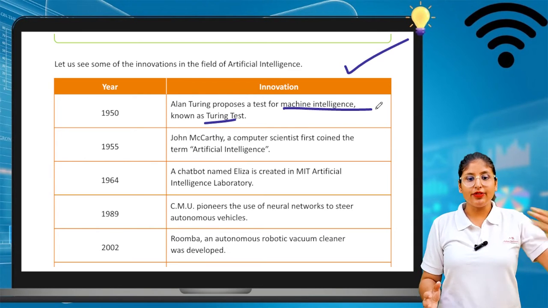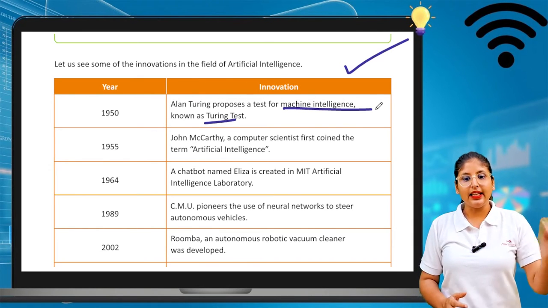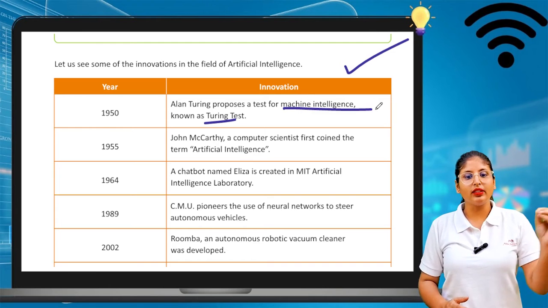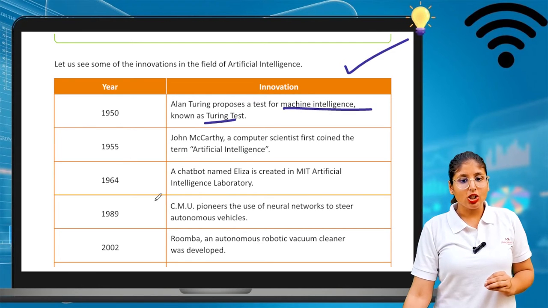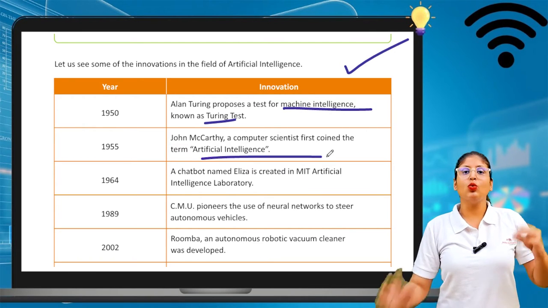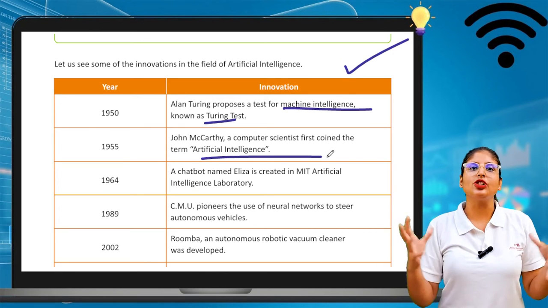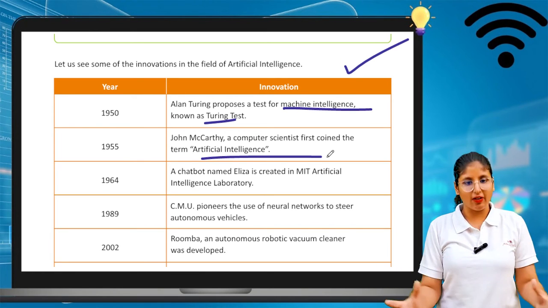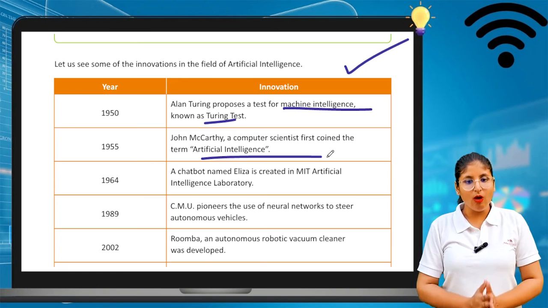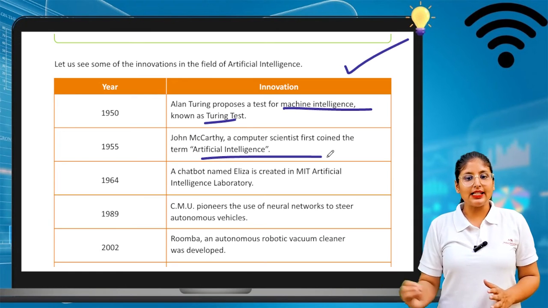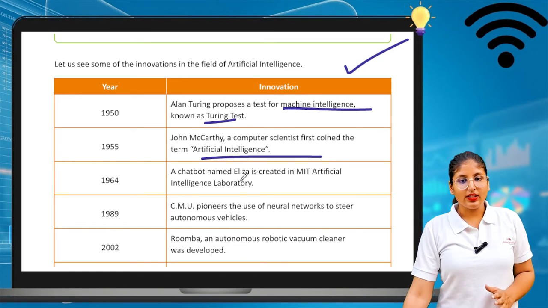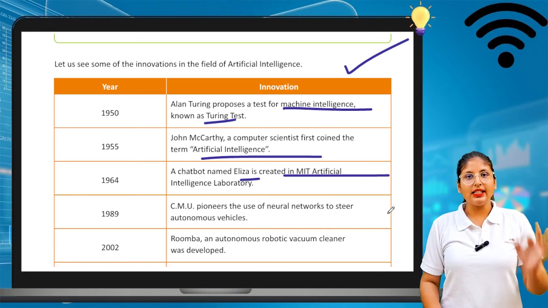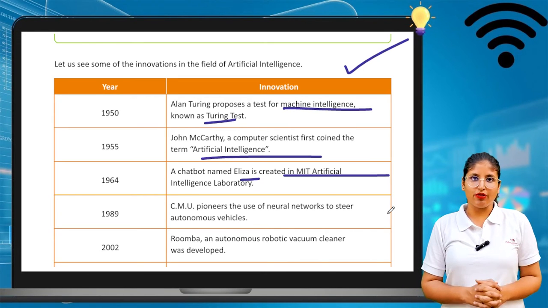In 1955, John McCarthy, a computer scientist, first coined the term artificial intelligence. So McCarthy is the one person who coined this term in 1955. Now in 1964, a chatbot named Eliza, what's that? Eliza was created in the MIT Artificial Intelligence Laboratory.